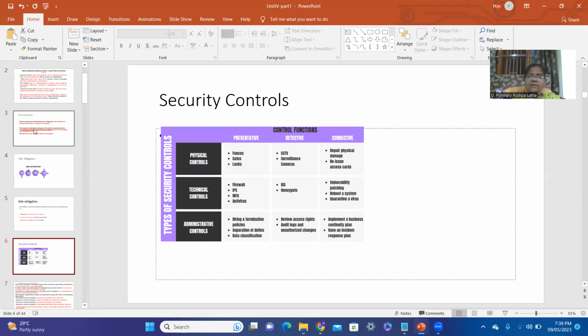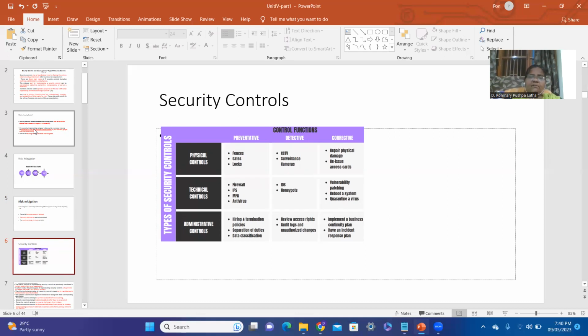In the same way, for detective controls, in physical controls you can use CCTV. In technical controls, honeypots. In administrative controls, you can review access rights as well as audit logs: who has logged on, and when they have logged on. You can also analyze the financial status. All these things you can analyze.